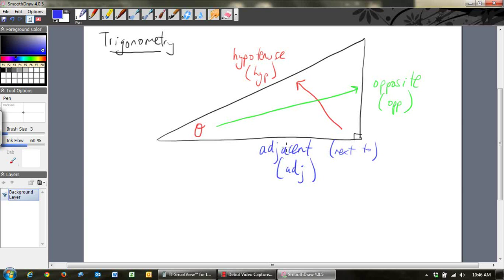Alright, so there we go. Let's have a look at this. Now, I said a second ago that there's three ratios, and the first ratio is called sine theta.